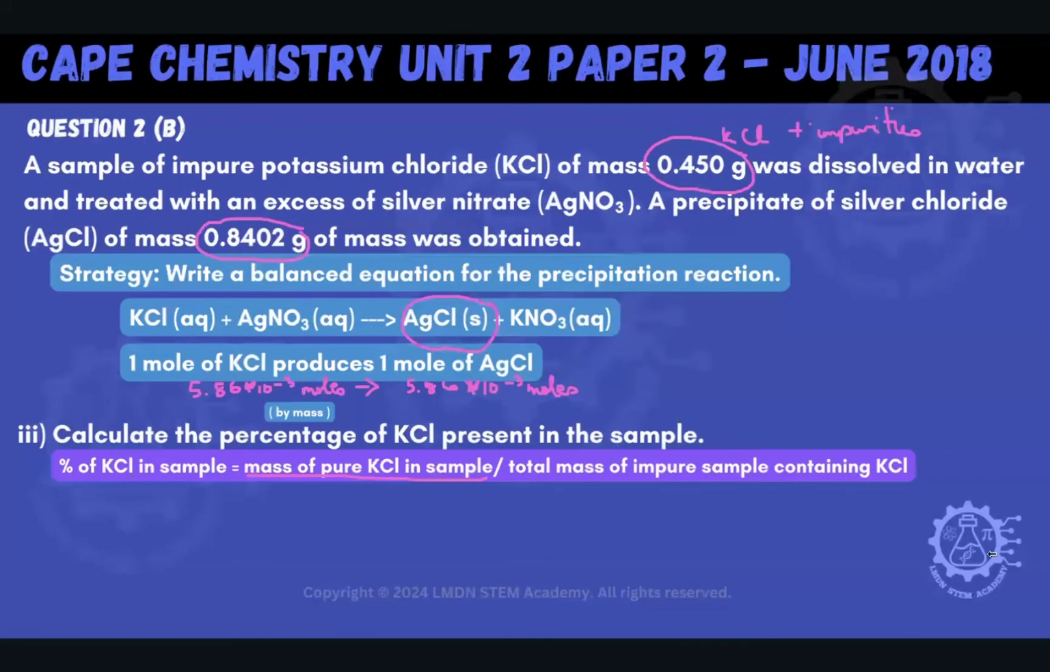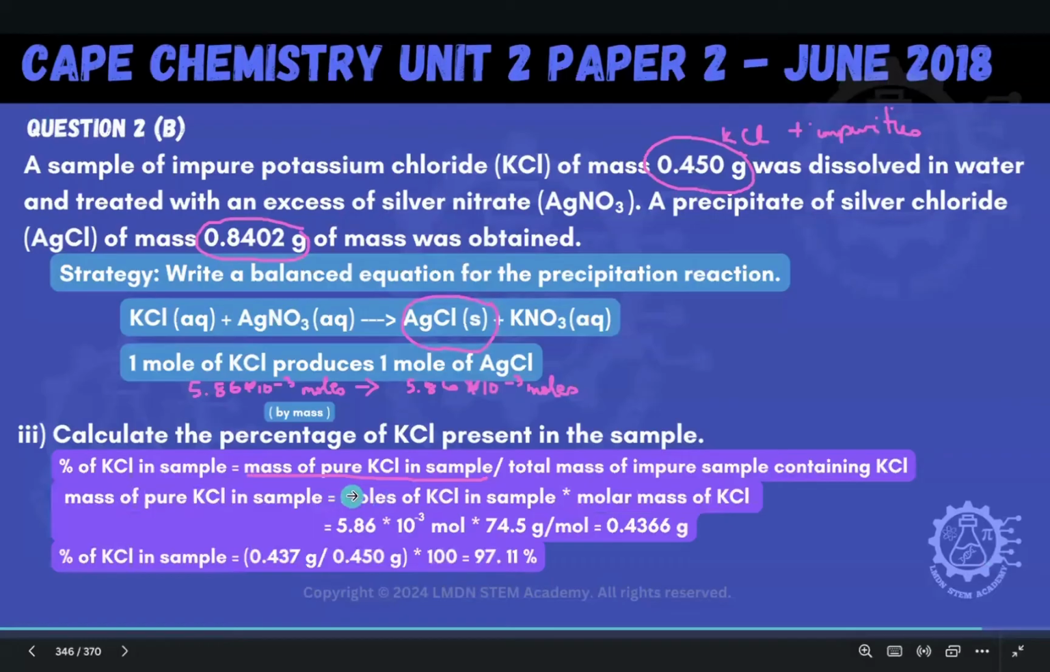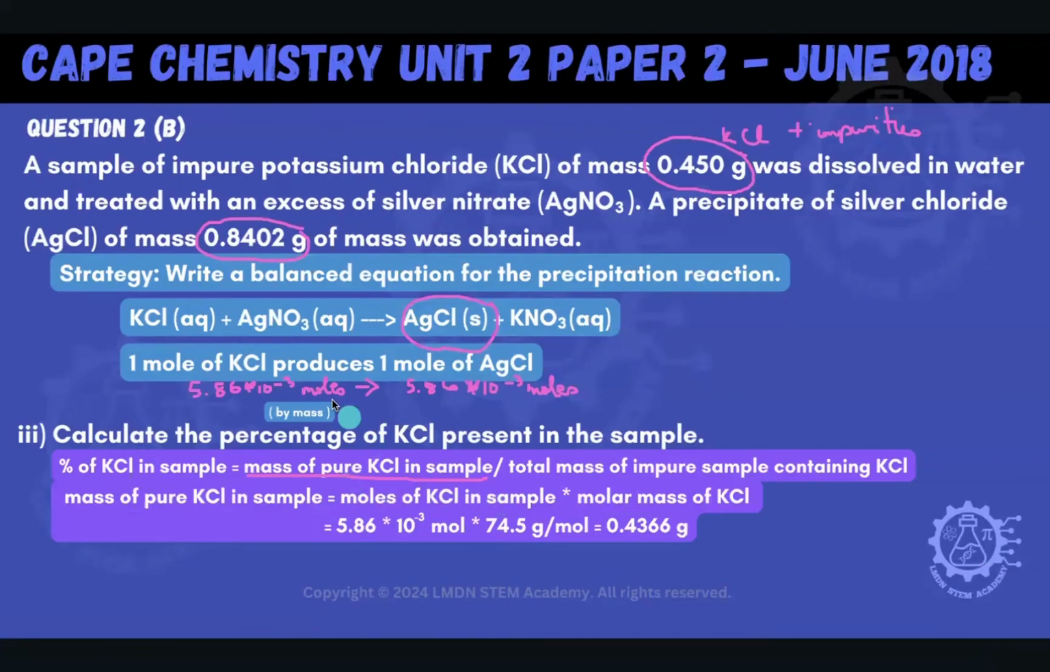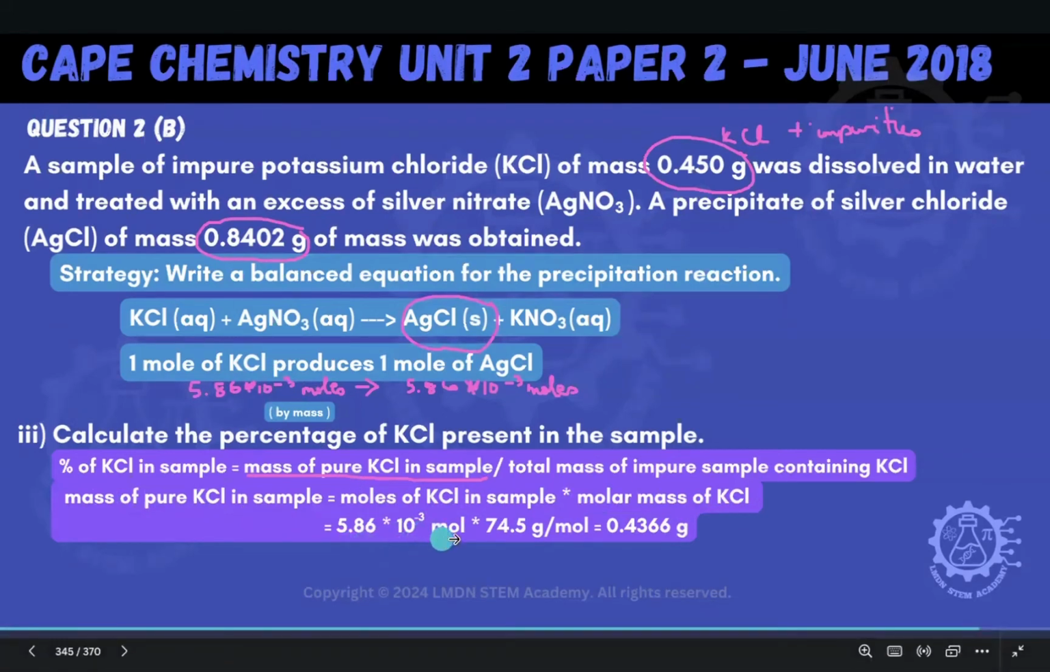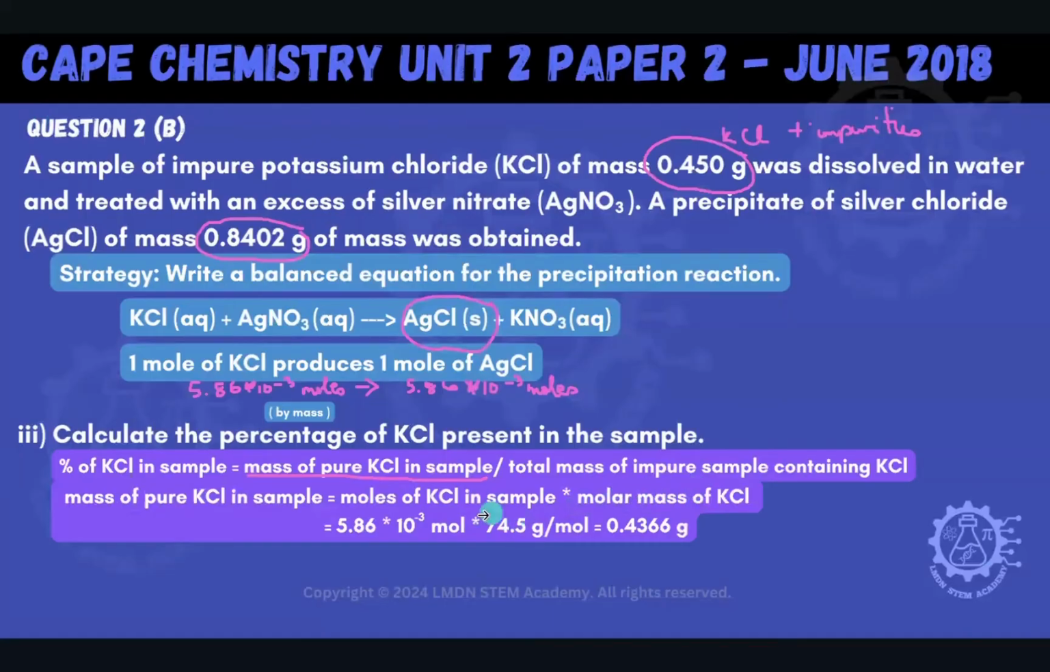We are going to do mass. We're going to do the moles of KCl in the sample that we just got times the molar mass. So the mass of pure KCl in the sample is going to be the moles of KCl in the sample times the molar mass of KCl. The moles of KCl in the sample was from up here. It's 5.86 times 10 to the minus 3 moles. We're going to multiply that by the molar mass of KCl, and we come out with a value of 0.4366 grams. So that's how much pure KCl was in this sample that had the impurities.